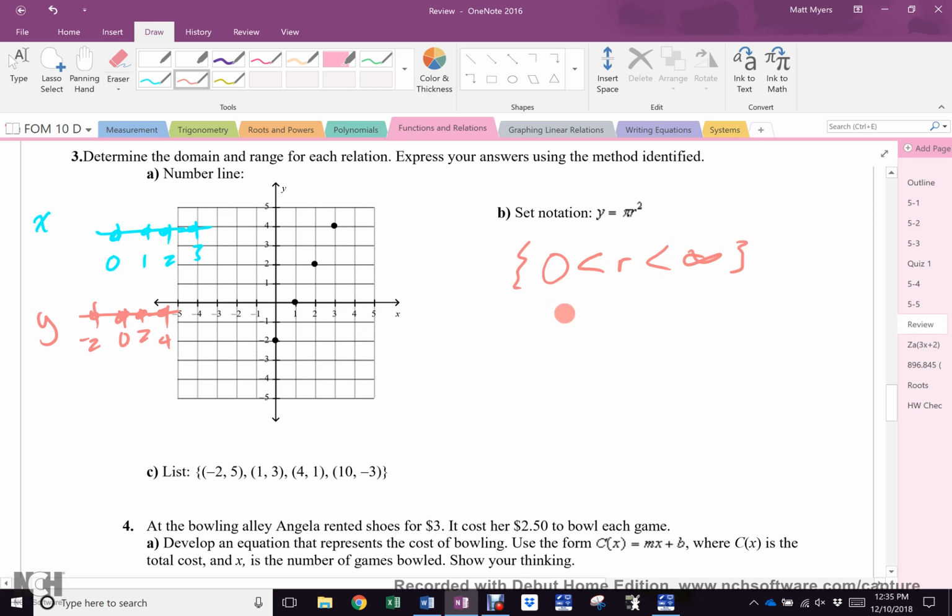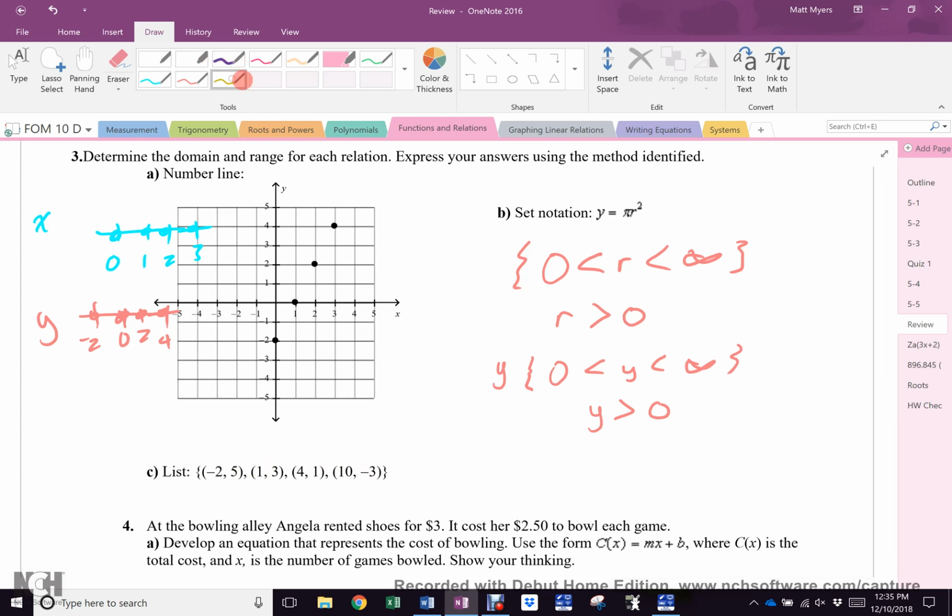You also could have written r has to be greater than 0. I would have accepted either one. Why? What's the smallest area I could have? 0. Would I actually have an area of 0? No. And at infinity. So I can also accept y has to be greater than 0, but it can't equal 0. Everybody good?